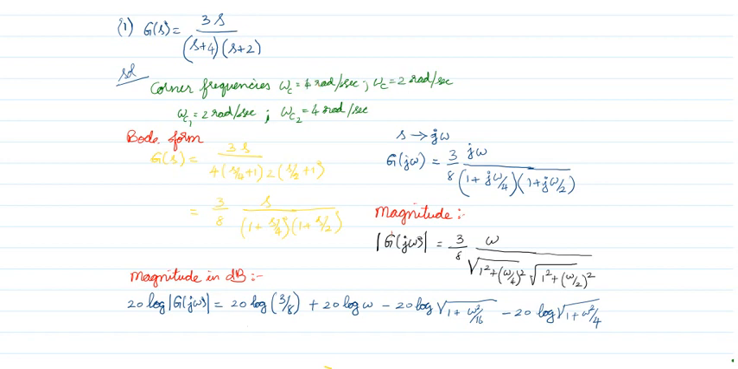We have to name them omega c1, omega c2, corner frequency 1, corner frequency 2, in ascending order, right? So 2 is the first corner frequency, 4 is the second corner frequency.